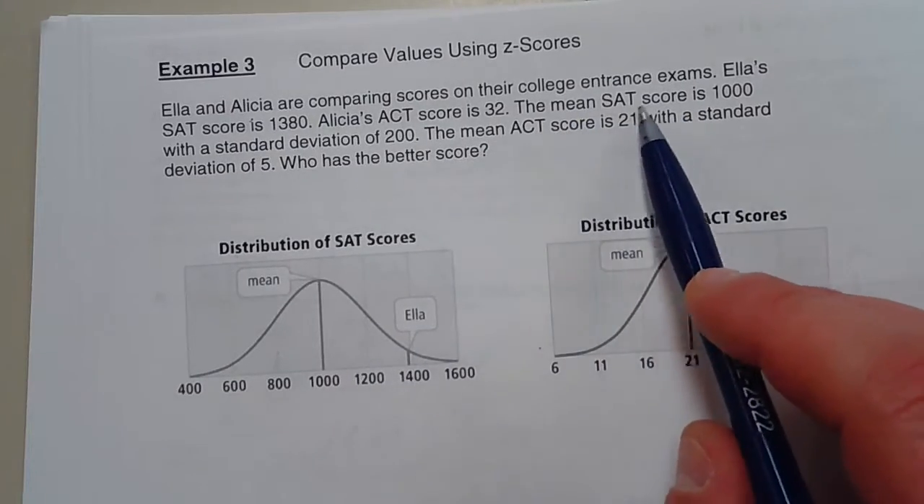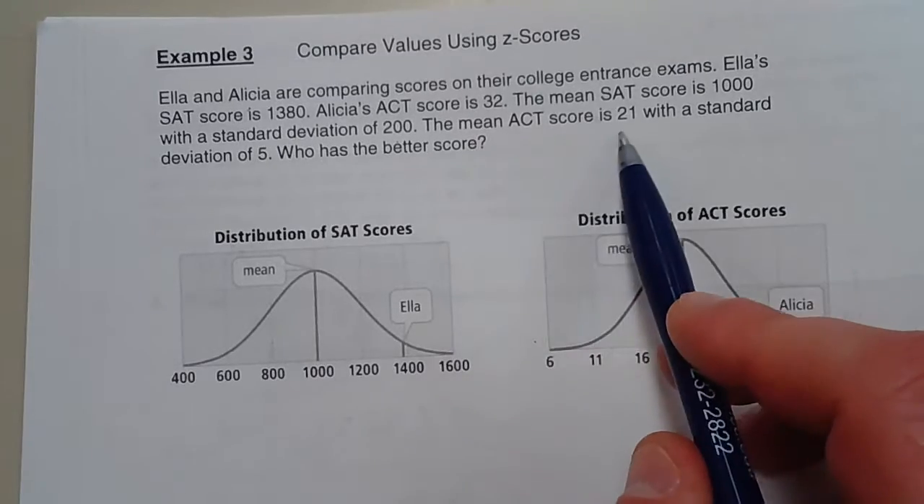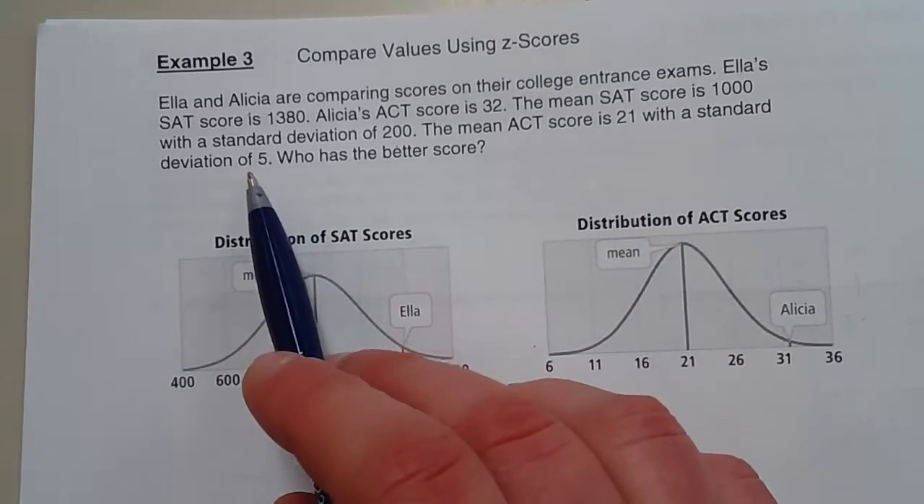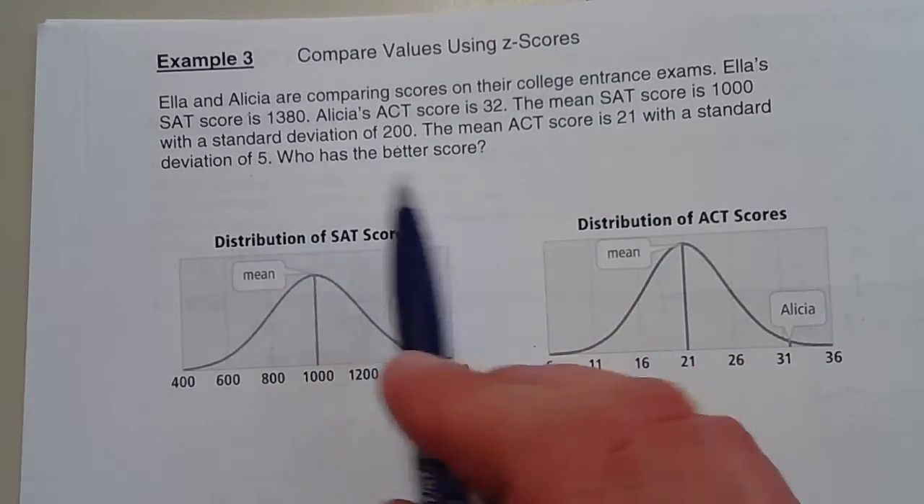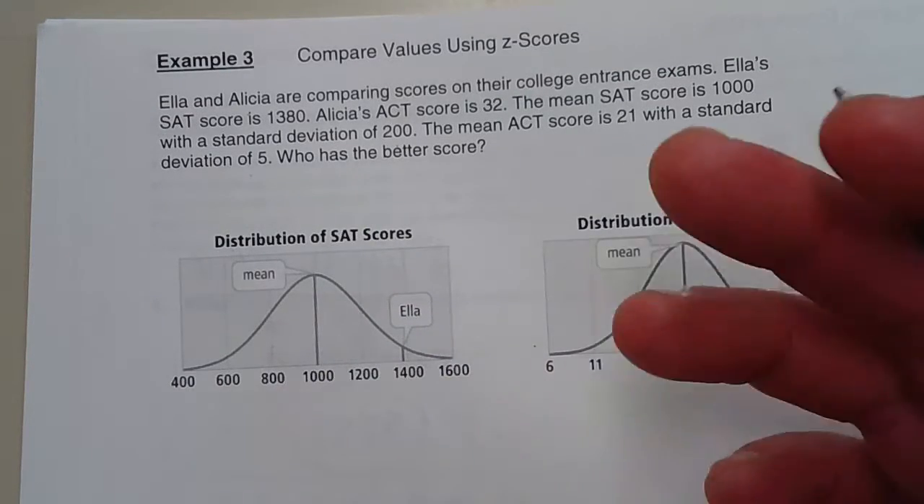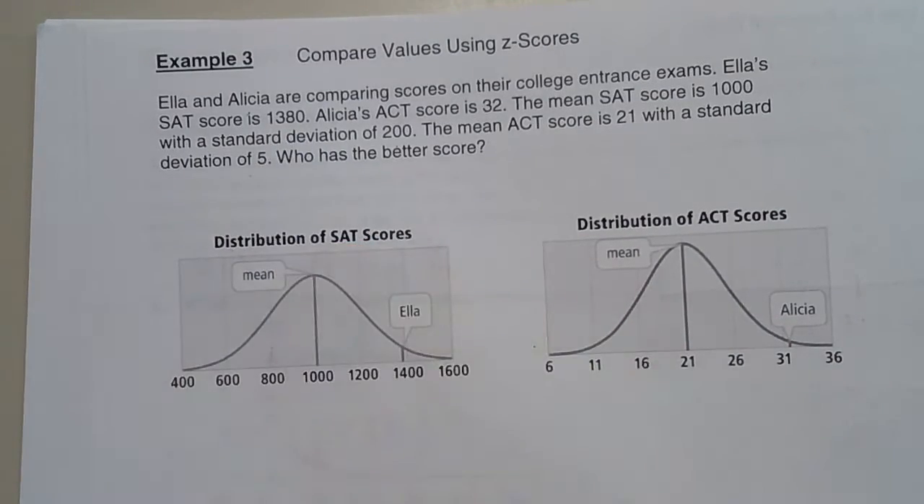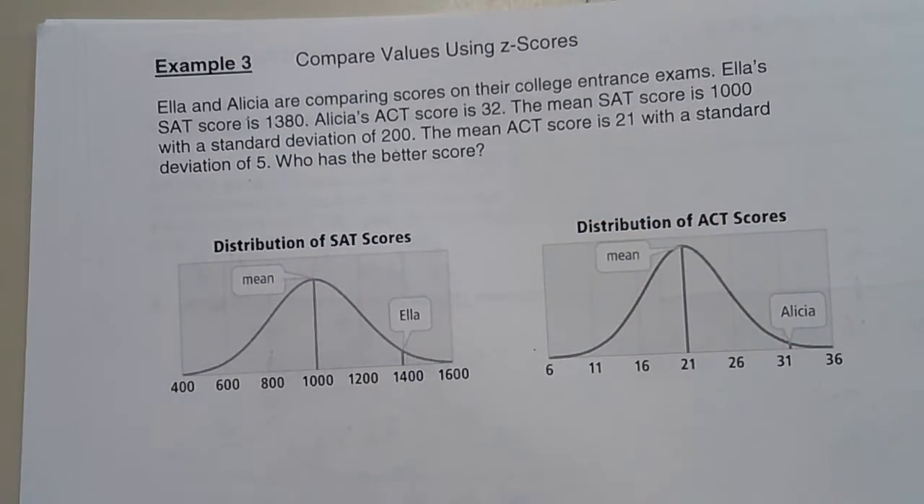The mean SAT score is 1,000, and the standard deviation is 200. The mean ACT score is 21, with a standard deviation of 5. So the question is, who has the better score? Now, what you don't want to do here is just do it by percentage. Neither of these are technically percentage-based tests. Like, 1380 out of 1600 versus 32 out of 36.